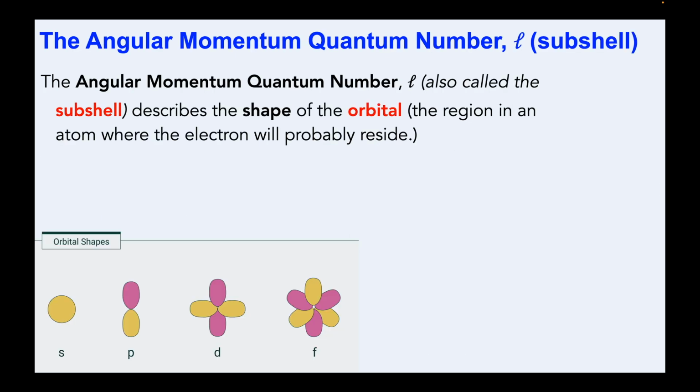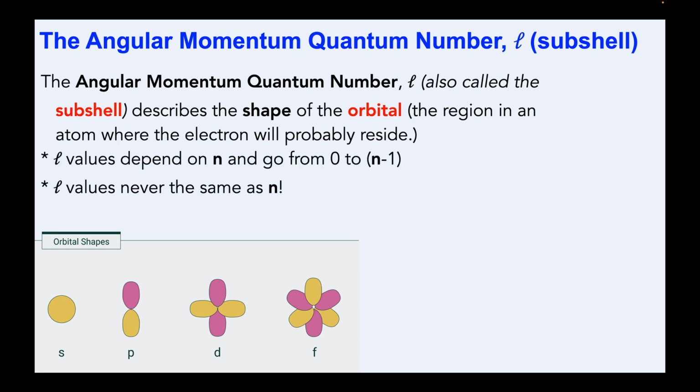The L value, the angular momentum number, or the subshell number, helps to describe what the shape of the orbital looks like. We're going to talk a lot about S, P, D, and Fs in a little bit. All the S ones are basically spheres, and the Ps look kind of like a figure 8, if you will. Ds look kind of like 2 figure 8s together, and Fs look like 3 figure 8s. This has to do with the subshell. Now, L values always go from 0 up to n minus 1. So the L values will be limited by n.